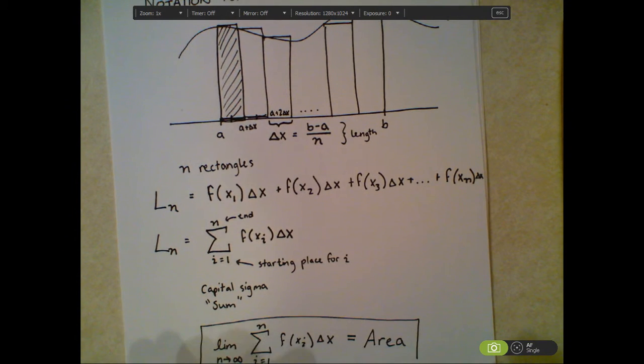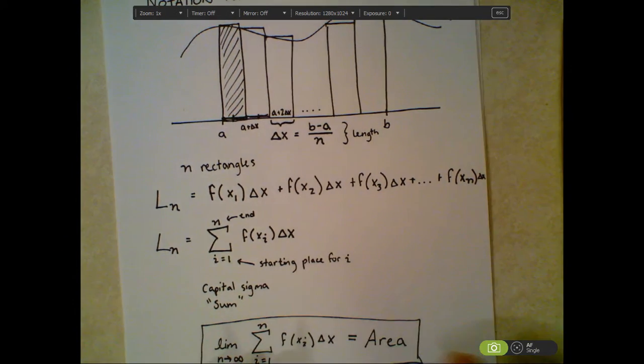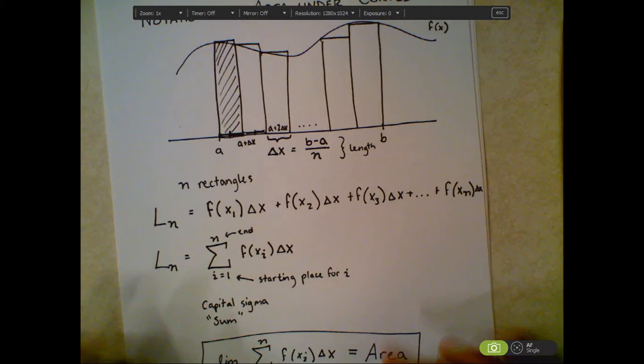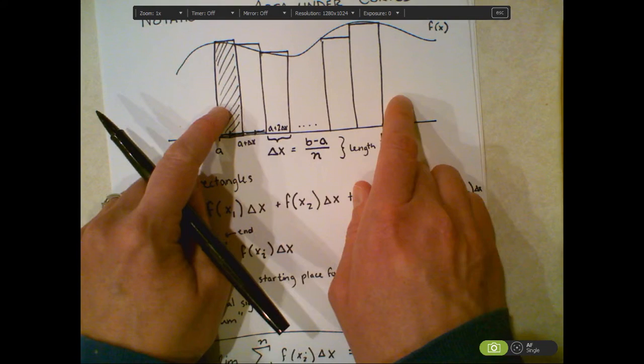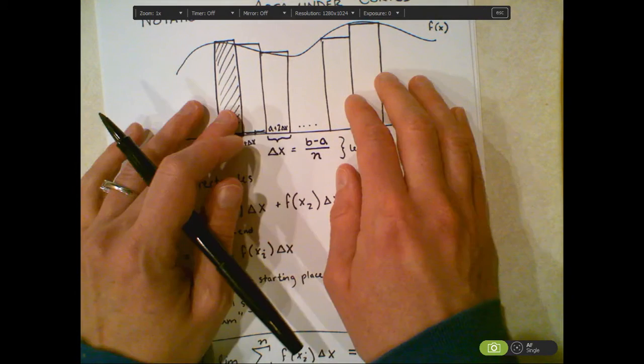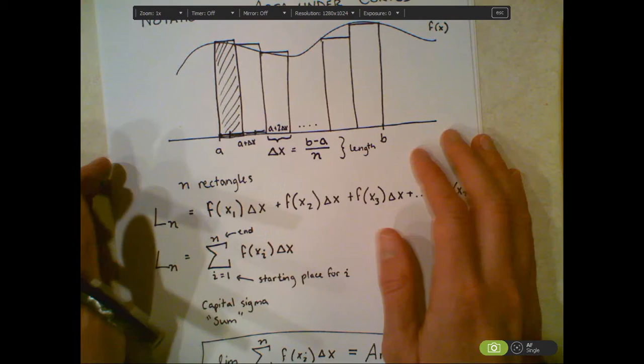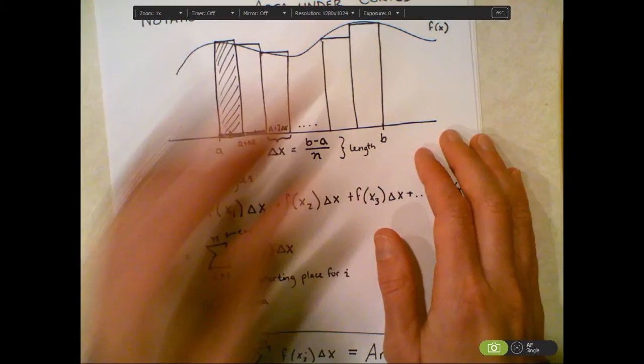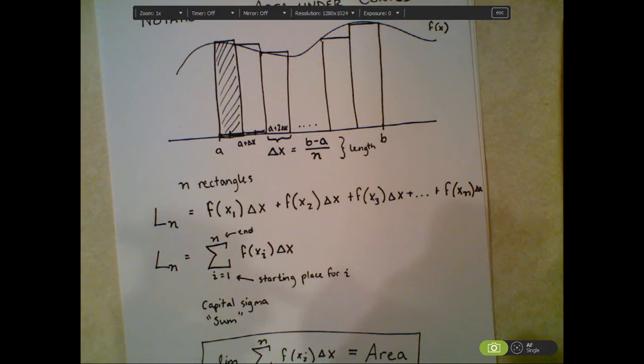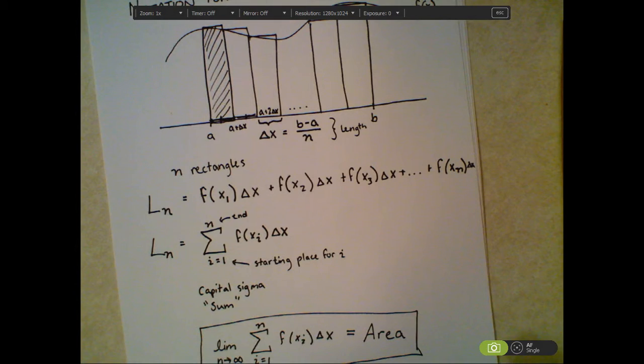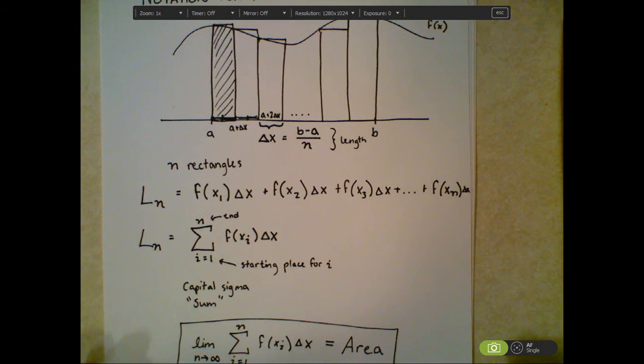So this is messy notation for something that's a really easy idea: we're going to use a bunch of rectangles, and as we get more and more rectangles, the areas of those rectangles get closer and closer to the actual area under the curve. And this is the fundamental building block for how we're going to approximate areas, or how we're going to calculate areas, moving forward in the course.